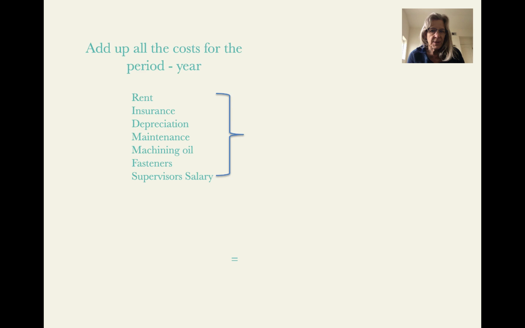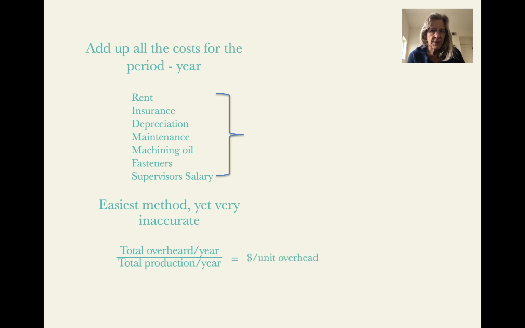Now, there are various ways of doing this, but we mostly just add them up for a period, usually a year. It could be a month, but it's usually a year. And then the easiest method we've used is allocation based on production. So we take the total overhead per year and we divide it by the production per year, and that gives us a dollar per unit overhead. Now, there are other methods that companies use that we're not going to really cover in this class, but just know that there are other methods of allocating overhead.